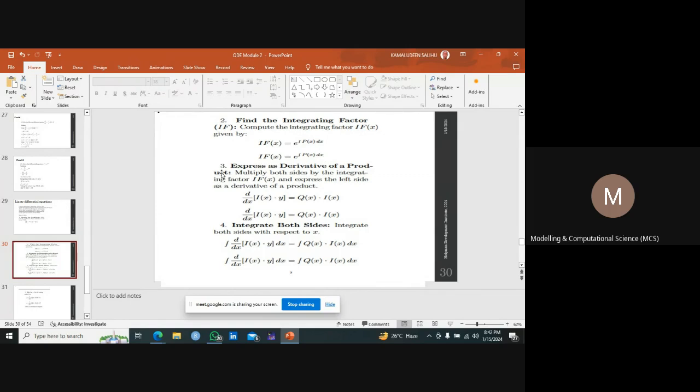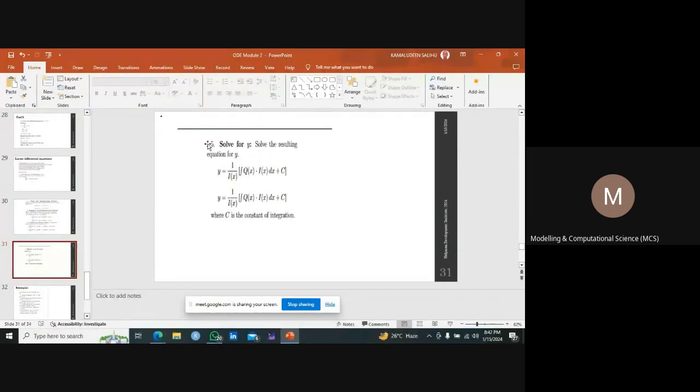Then the next step is to express it as a derivative of a product, which is what we are having here. These are just steps; when we come to the application, we will understand them much better. Number 4, integrate both sides. When you integrate both sides, you have this. Then the next step, which is the final step, is to solve for y, that is, solving the resulting equation for y.